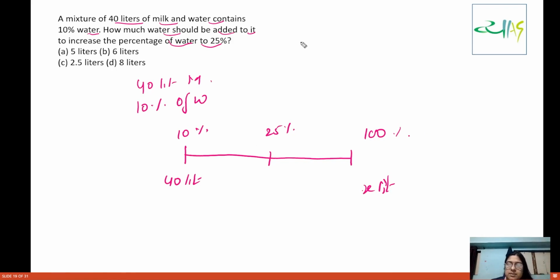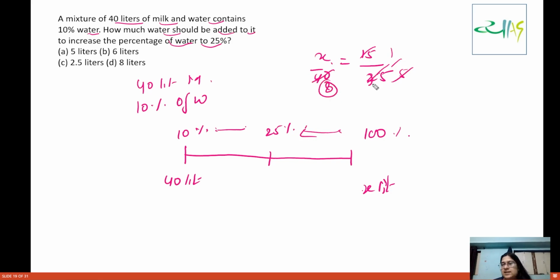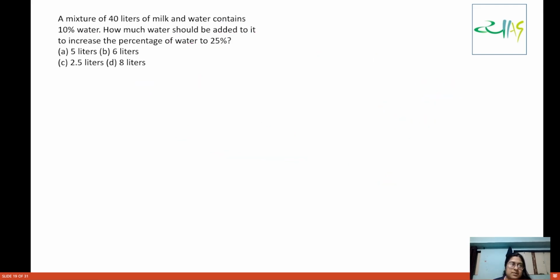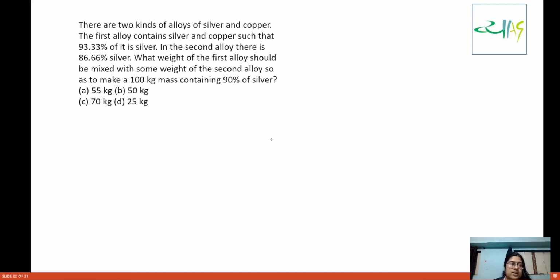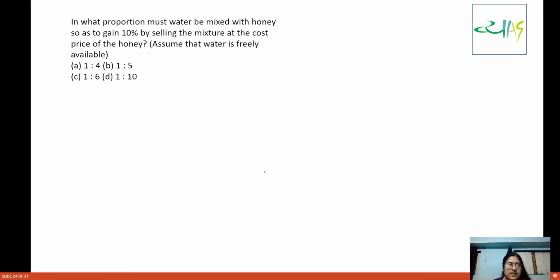100%. So this will become what? x by 40 is equals to, this is 15, 15 by 75, and this is 15 one times, 15 5 times. You will have this as 8, and this will become x is equals to 8 liters. So I hope everybody is clear with this thing. Now these questions we have already done. A lot of questions we have done.